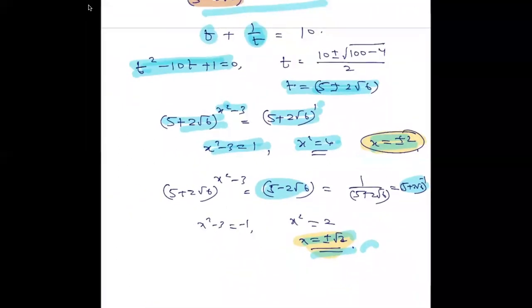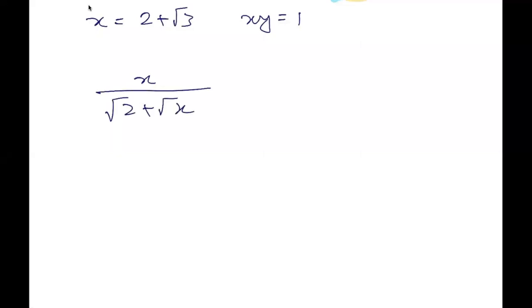Yes, can we move ahead to the next? This is a very nice question, right? Try it quickly, then I will tell you. It's very important. x is equal to 2 plus root 3, and xy is equal to 1. Find the value of x upon under root 2 plus under root x, plus y upon under root 2 minus under root y. Find the value of this in 3 minutes.